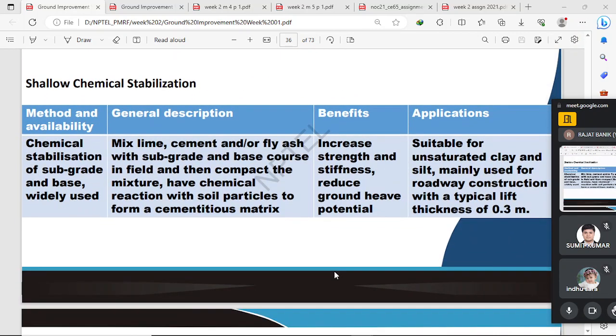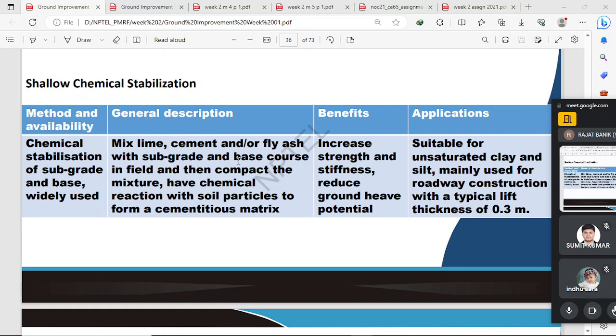And we also learned about shallow chemical stabilization. In shallow chemical stabilization, the technique is chemical stabilization of subgrade and base, where we apply lime, cement, and fly ash, and we inject the ground and stabilize it.